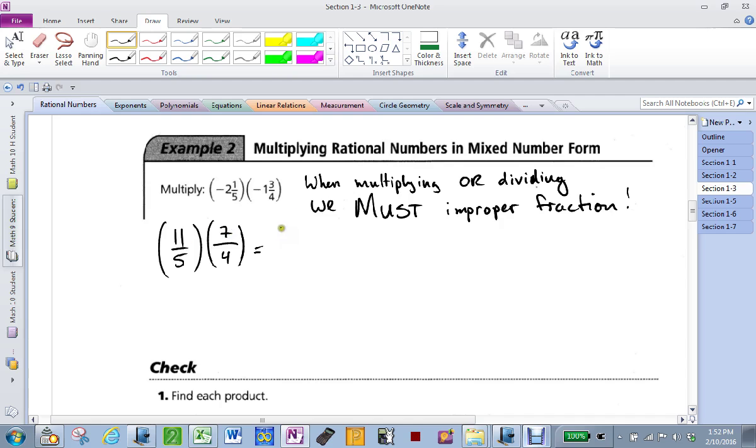So 11 times 7 is 77. 5 times 4 is 20. Thought we're not supposed to do it like that. You know what? Now you are. I'm sorry, Tasha, what do you mean? I thought we're not supposed to multiply across. Only if you can't fix it up first. Oh, okay. Then you have to do it that way.